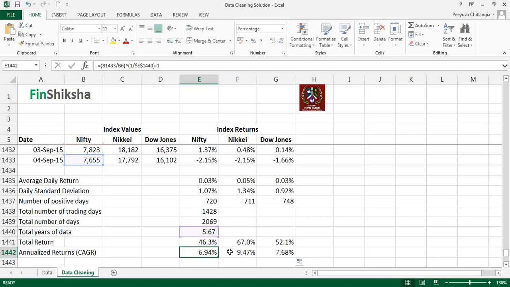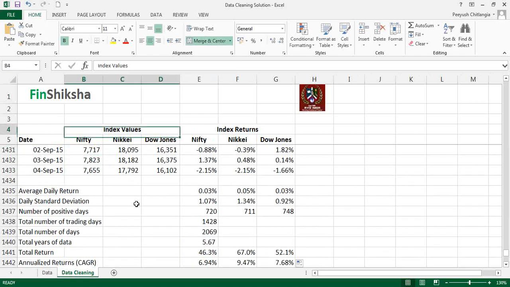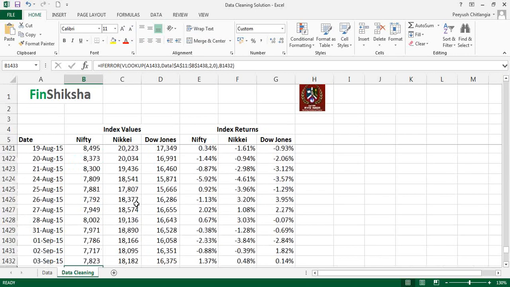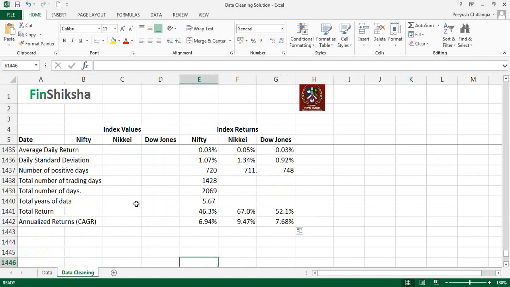Money invested for 5.67 years at 6.94% will give us 7655 from 5232. So that's the CAGR or annualized return that we have calculated here, right? So that's the annualized calculated return that we get, and we get our solutions to the annualized average returns that we have gotten over this period.